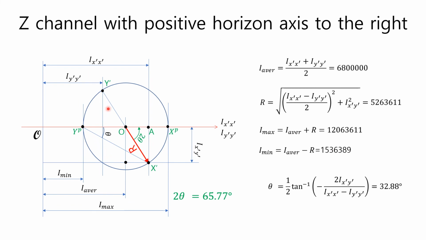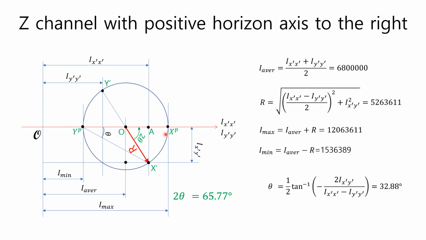The difference between the Mohr circle here and the previous one is that the direction of increase of the second moment of area is directed to the right in the same direction as the positive direction of horizontal axis defined in the actual section. Since the product moment of area is negative, the final value of theta is positive.